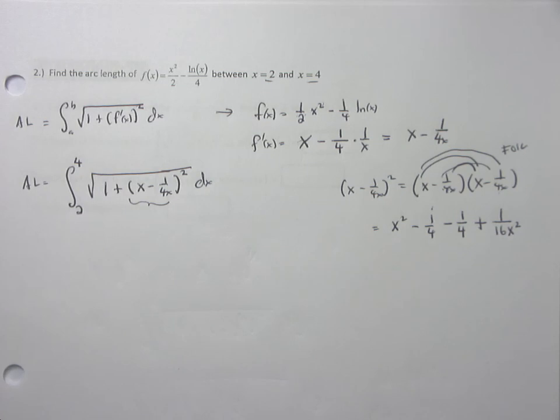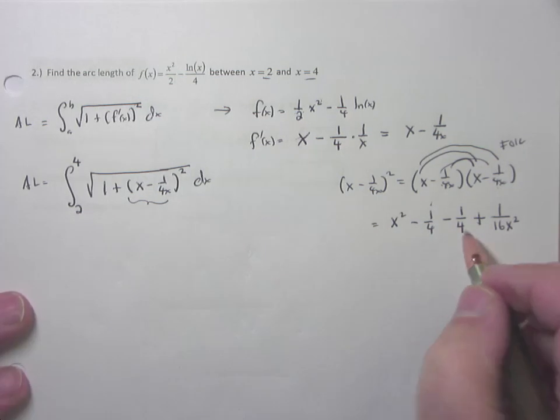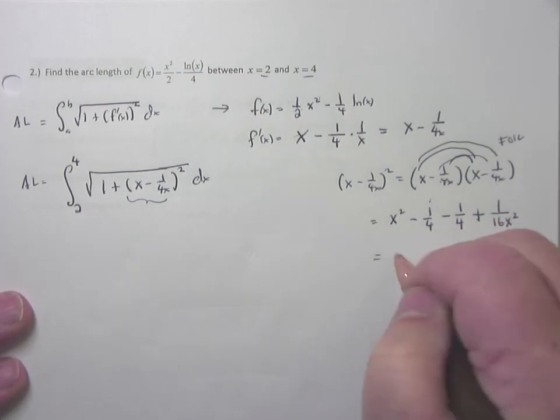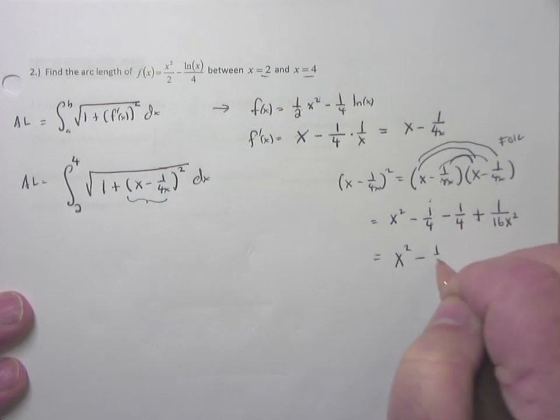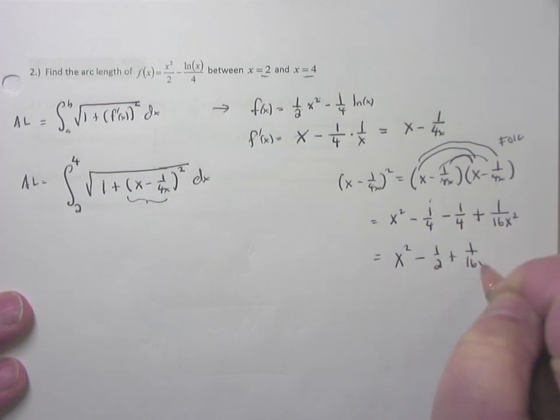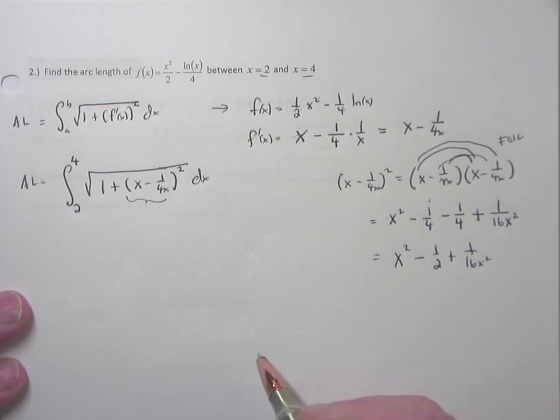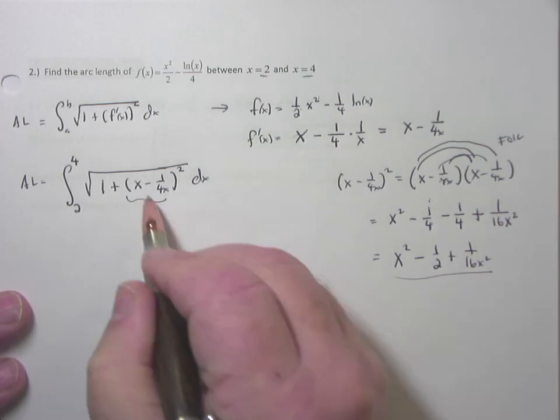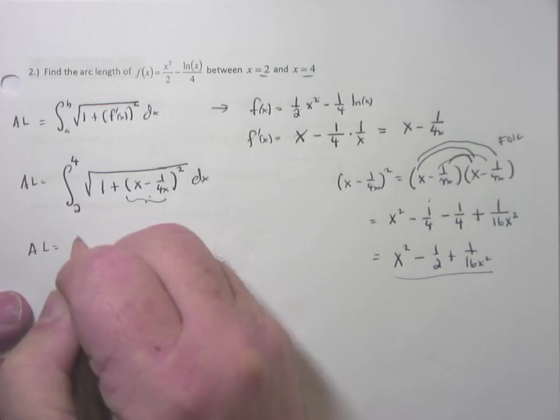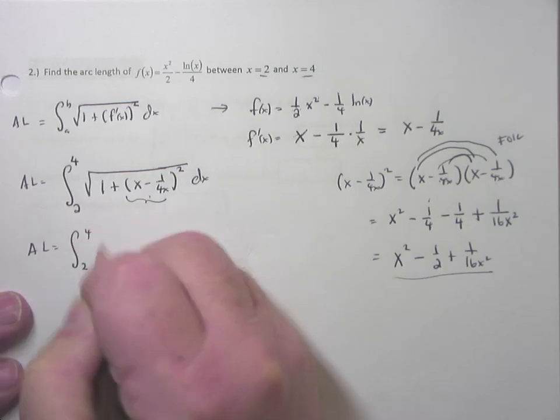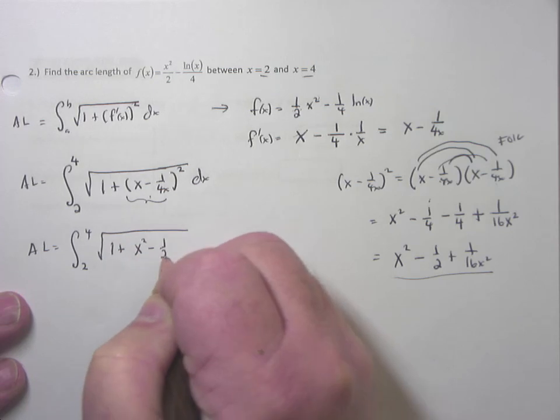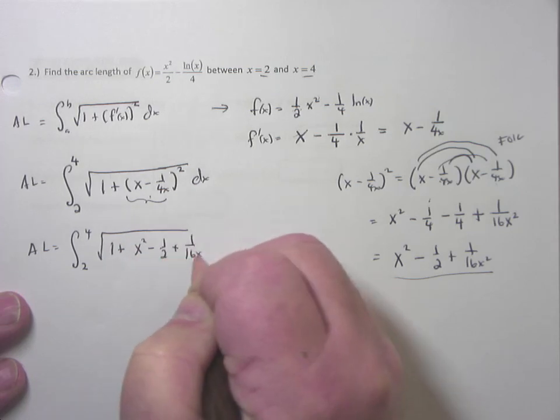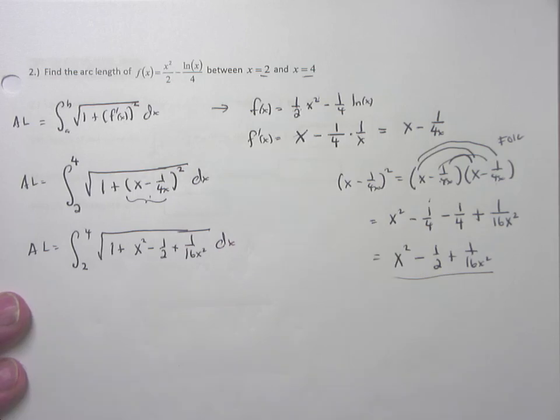I FOILed it out, I'm doing the algebra. But what's a negative quarter minus another quarter? Minus 1/2. So that gives x squared minus 1/2 plus 1 over 16x squared. That's cleaned up. And that's what I get to plug in right here. So my arc length would be equal to the integral from 2 to 4 of the square root of 1 plus x squared minus 1/2 plus 1 over 16x squared dx.